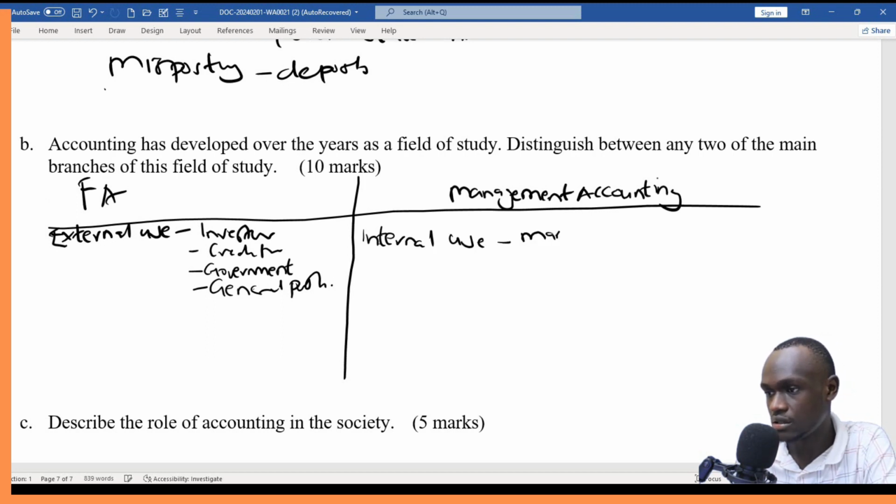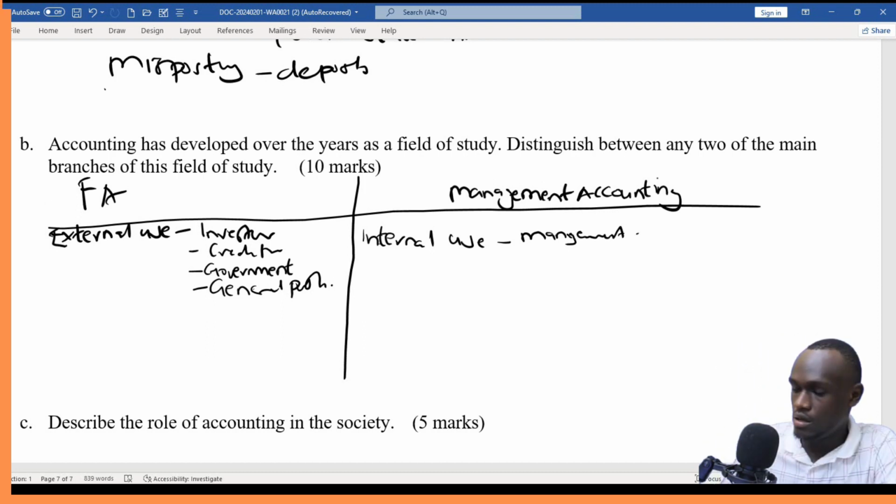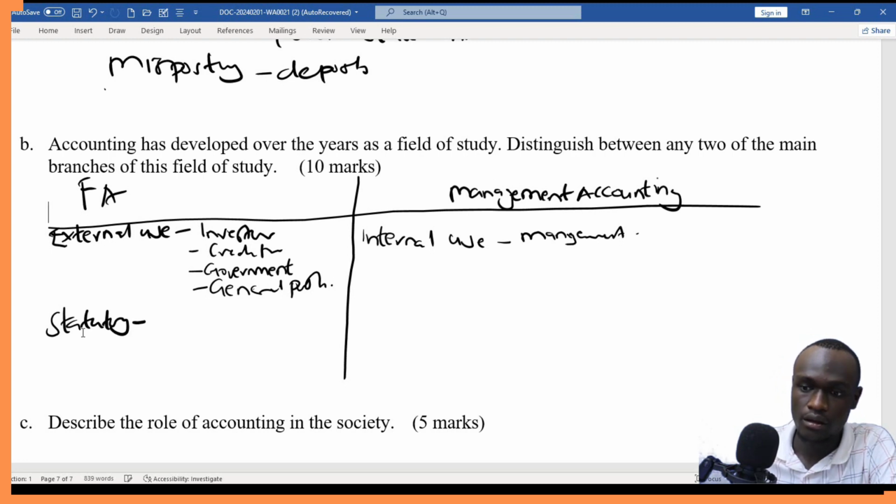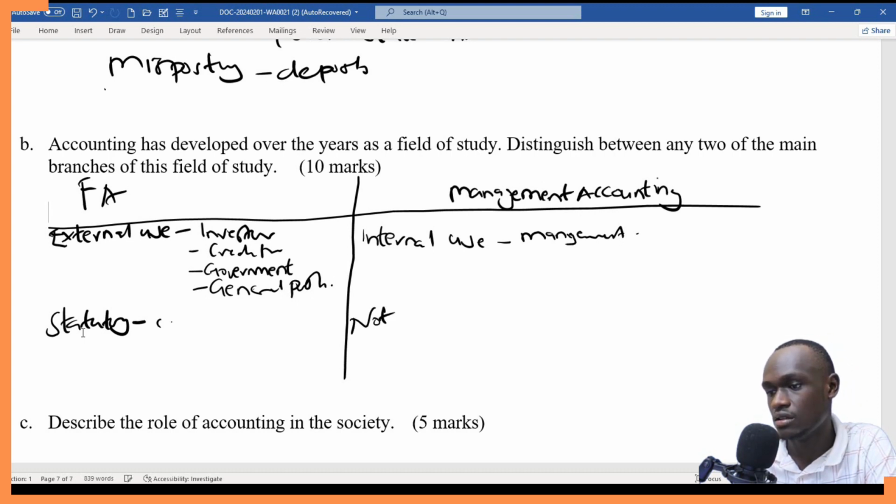That's the management of a company. Another difference is that financial accounting is statutory. It is required by law. Every company must prepare financial statements at the end of every financial period. So it's compulsory. On the other hand, management accounting is not compulsory.